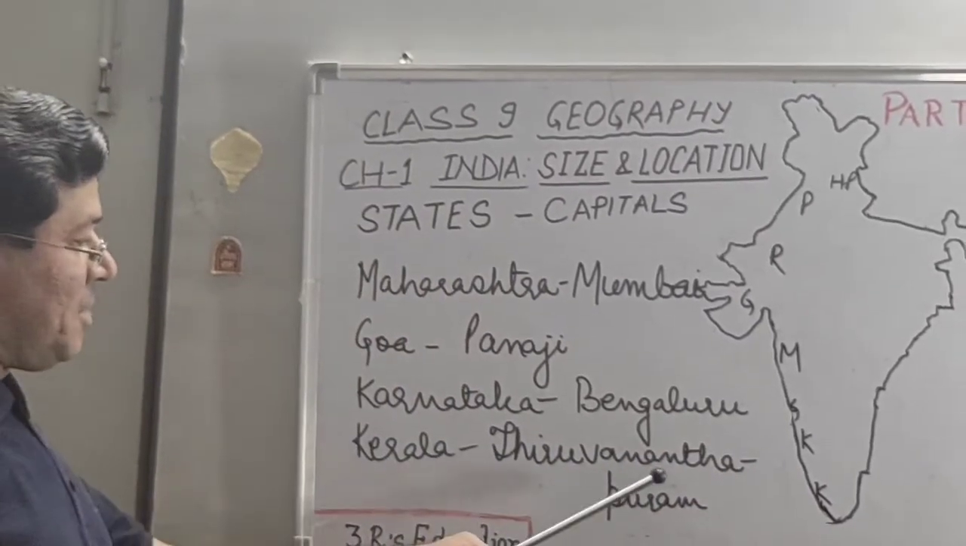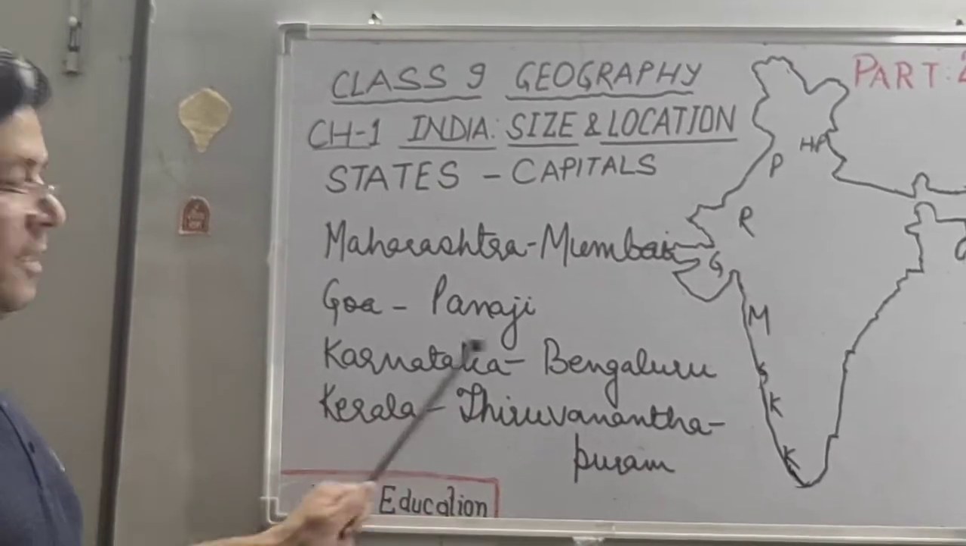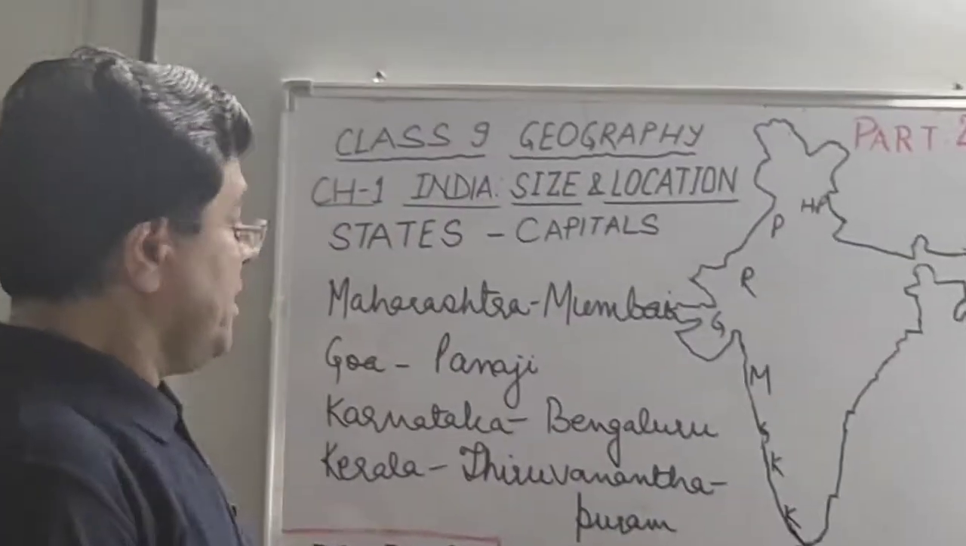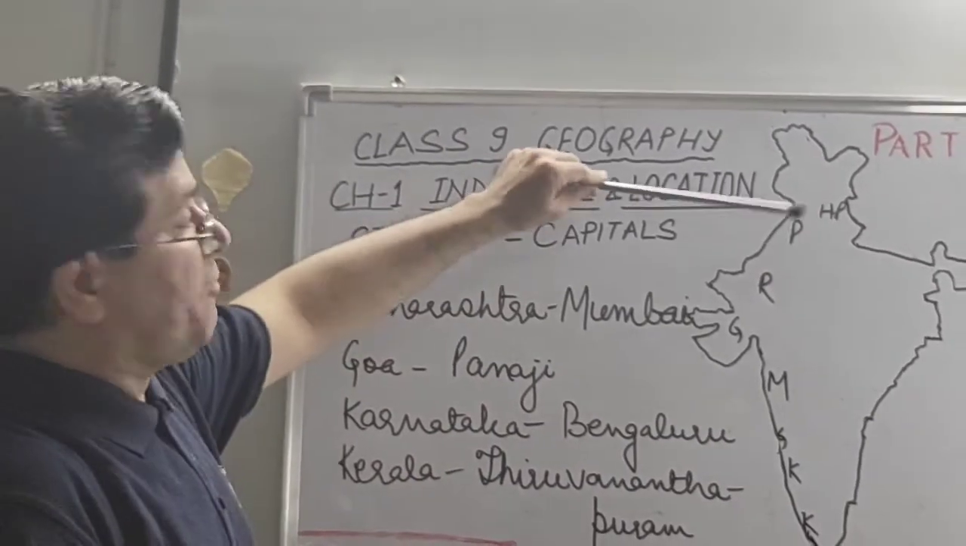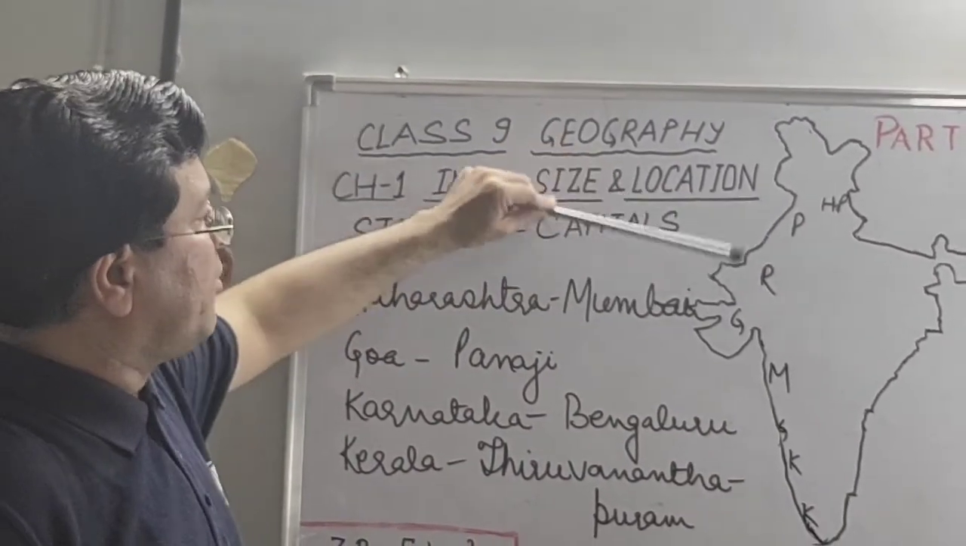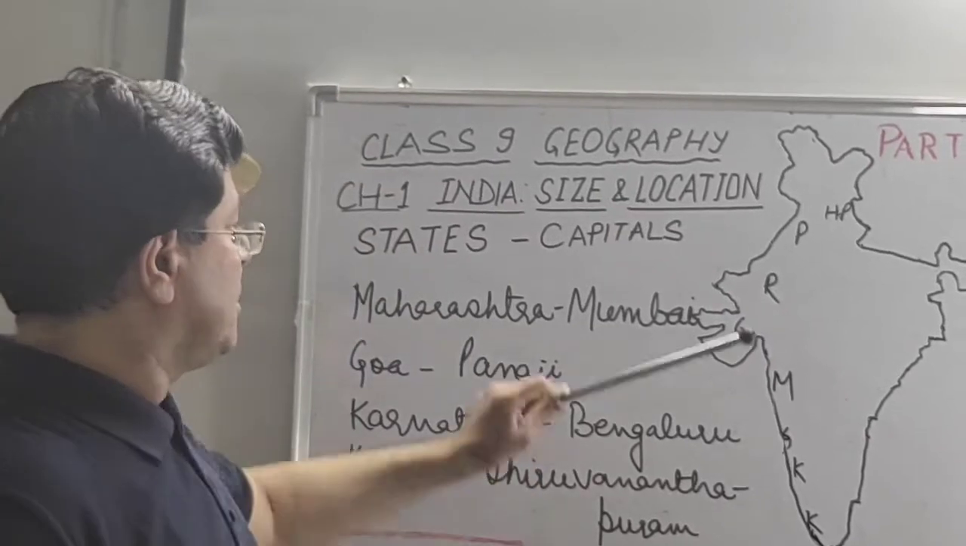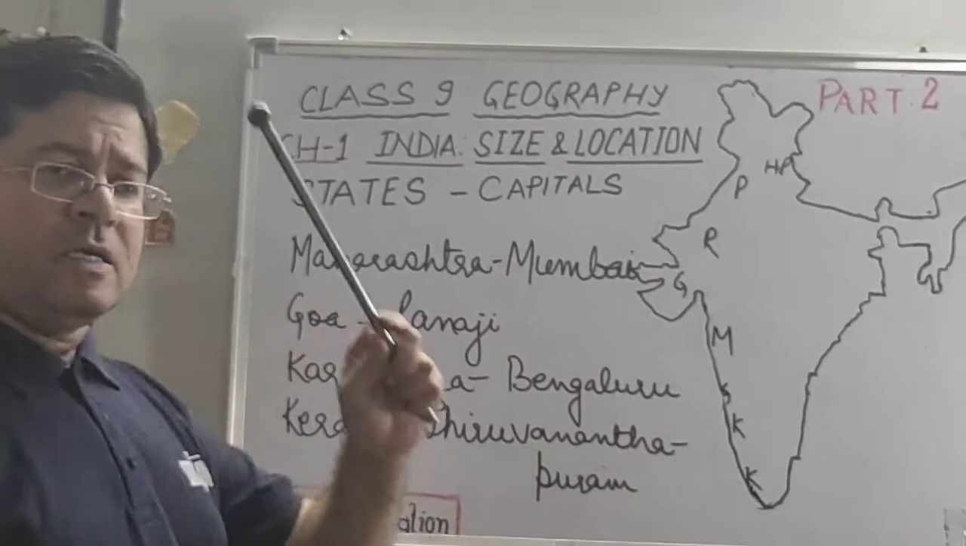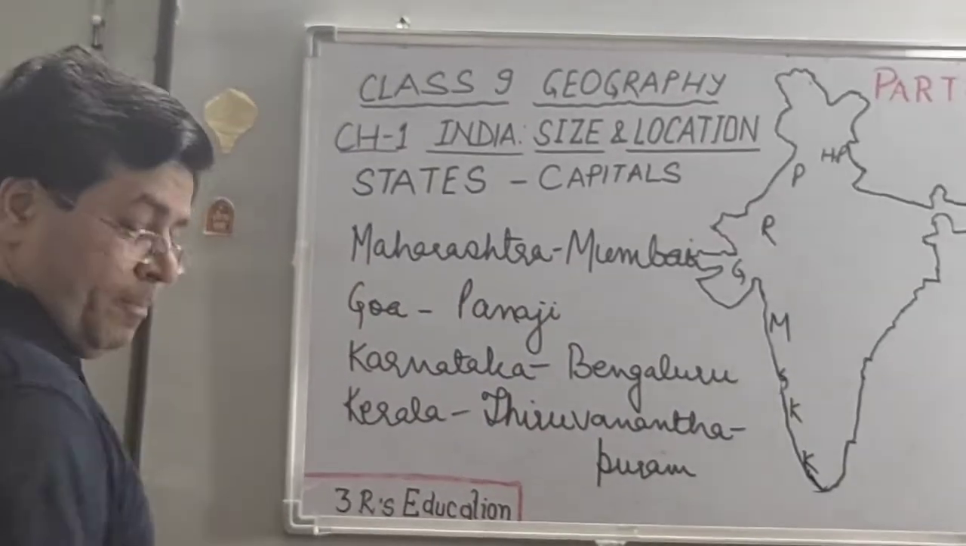Its capital's name consists of 18 letters: Thiruvananthapuram. Okay. Now, if I ask you which states have a common boundary with Pakistan, easily you can answer. Which states are located along the western coast of India? Easily you can answer. Okay.